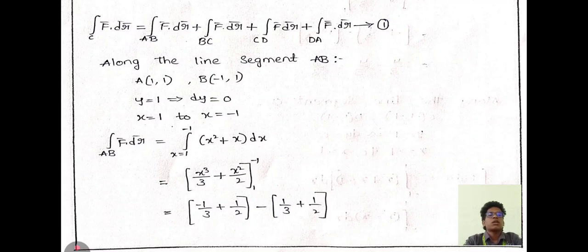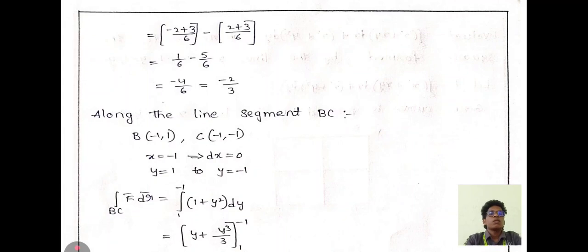After integration, we get [x³/3 + x²/2] from 1 to -1. We can substitute the two limits: (-1/3 + 1/2) - (1/3 + 1/2), which is (-2 + 3)/6 - (2 + 3)/6, so 1/6 - 5/6 = -4/6. We can cancel the values: -2/3.